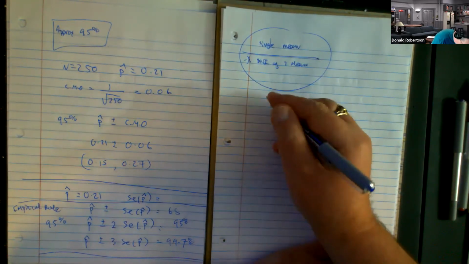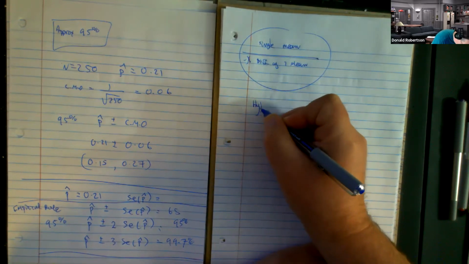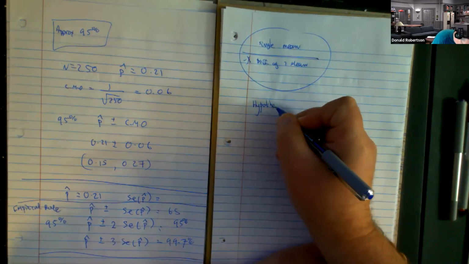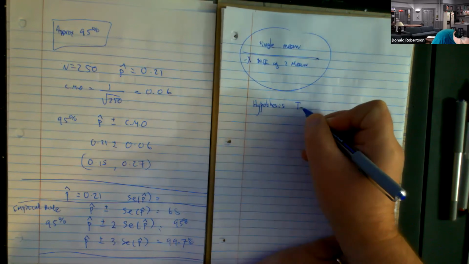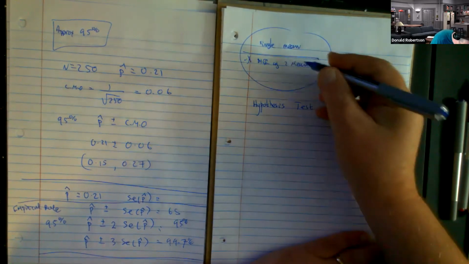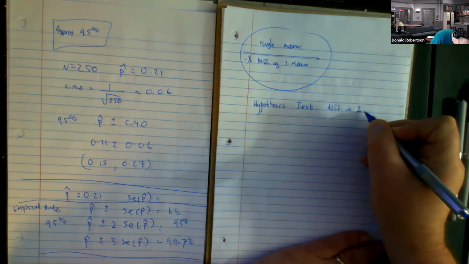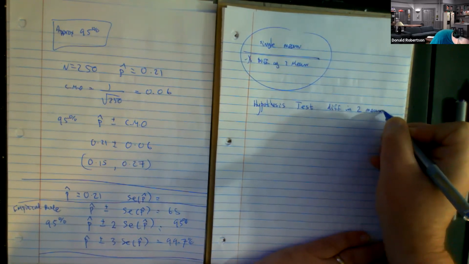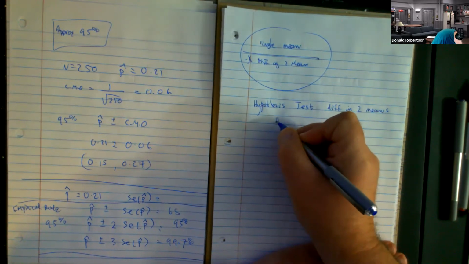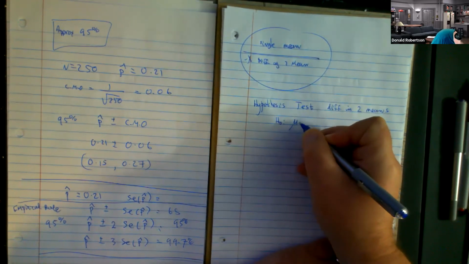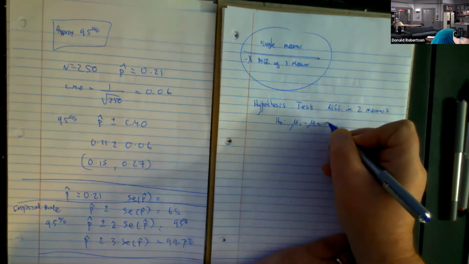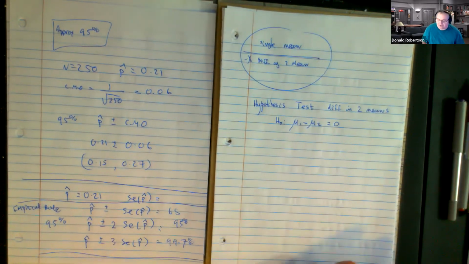When you are doing a hypothesis test and you're considering the difference in two means, your null hypothesis is always going to be that the difference is zero, because your null hypothesis is basically saying they're both the same, right? There's nothing to see here. Both means are the same.